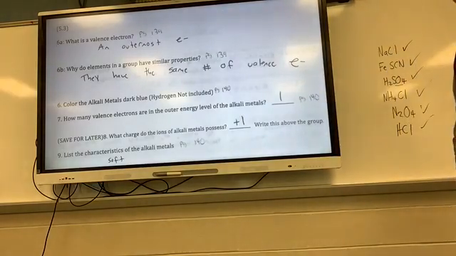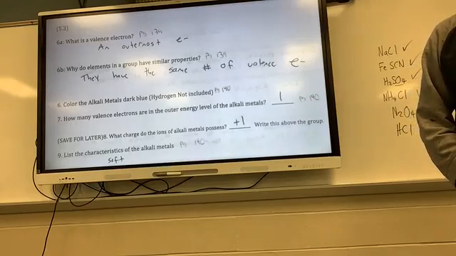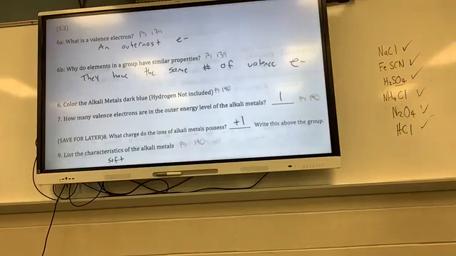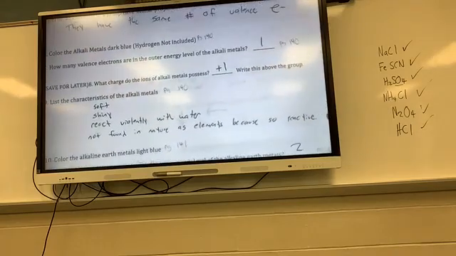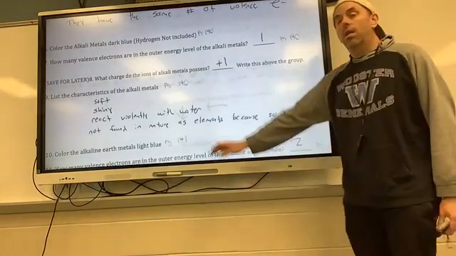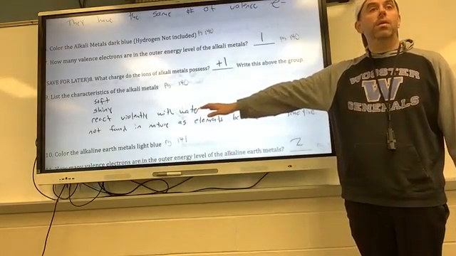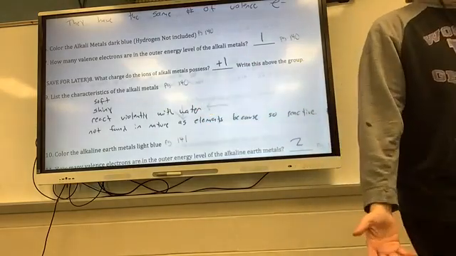+1. So basically, whatever group it is, that's how many. Just stay with me. So, if these are 1 away from having a full outer shell, they're really, really what? They're really, really reactive. So if you look at the properties of alkali metals, I said they're soft, they're shiny, they react violently with water. If you toss one of these in water, they explode.